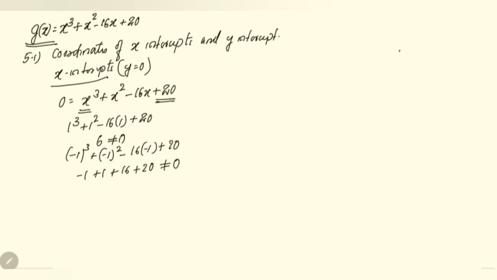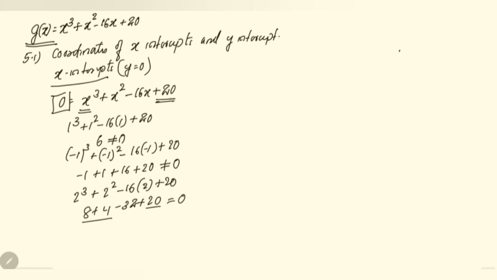Then, because I tried 1 and minus 1, let me try with 2. That is going to be 2 cube plus 2 square minus 16 times 2 plus 20. You have to continue like this until you get the value 0. So 2 cube is 8, plus 4. It's going to be minus 32 plus 20. 8 plus 4 is 12, plus 20 is 32, minus 32. Yes, it will give you 0, which means 2 is one of the x-intercepts, or one of the solutions.